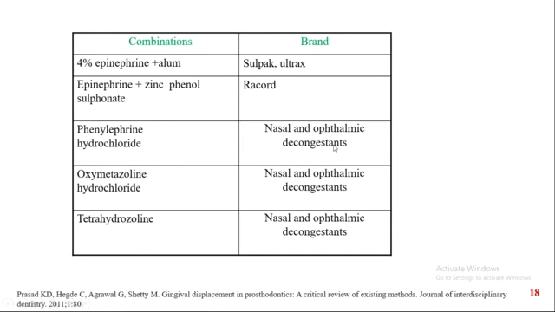Coming to the various nasal and ophthalmic decongestants that are also used for gingival retraction. They are phenylephrine hydrochloride, oxymetazoline hydrochloride, and tetrahydrozoline hydrochloride. Now, studies have reported that phenylephrine hydrochloride shows gingival displacement comparable to that of epinephrine impregnated cord, whereas oxymetazoline hydrochloride and tetrahydrozoline hydrochloride show gingival displacement 37 times more than the epinephrine impregnated cord.